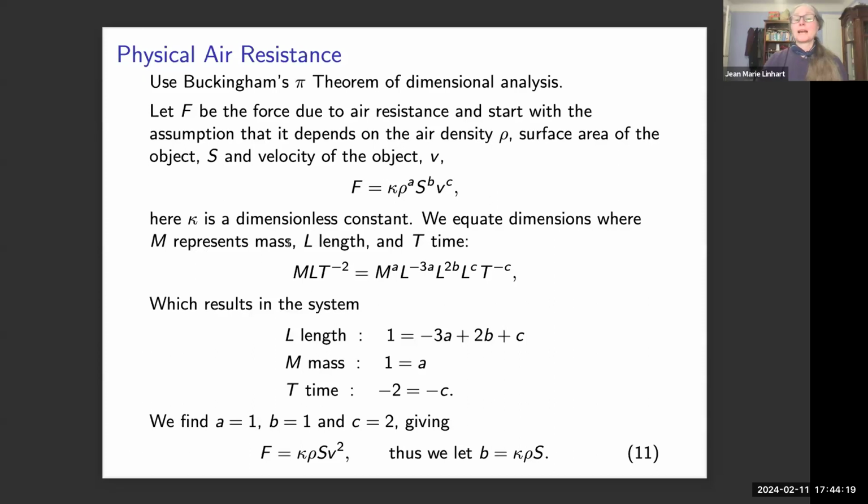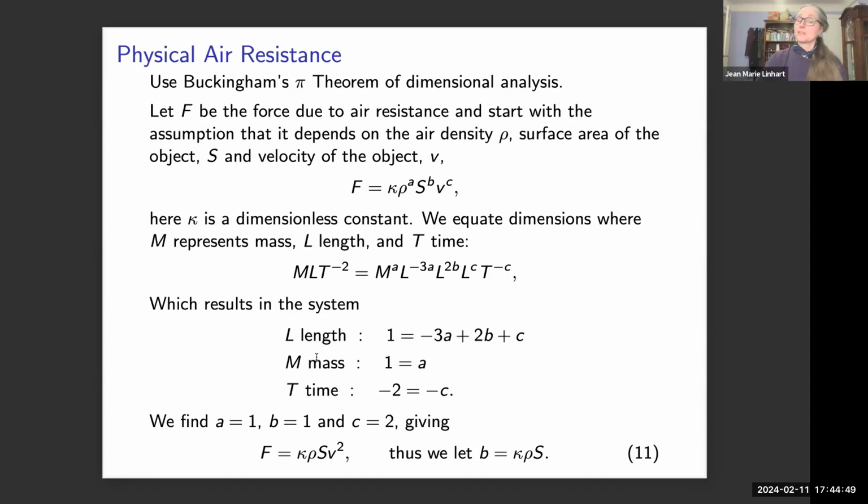So m is mass, L is length, and t is time. Force is mass times acceleration, so that's our m, and then length per time squared is, of course, our acceleration. When we look at our density, that's mass times length to the -3, so notice we have mass and then length to the -3, all raised to the a power. Surface area is length squared, so that's to the b power. And then our velocity is length per time, and both of those are raised to the c power.